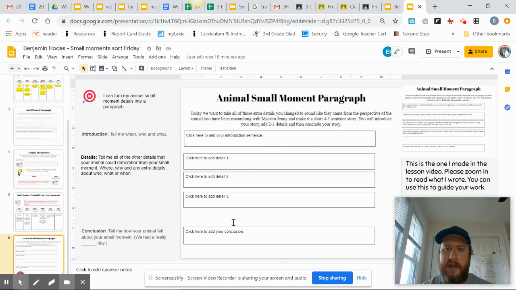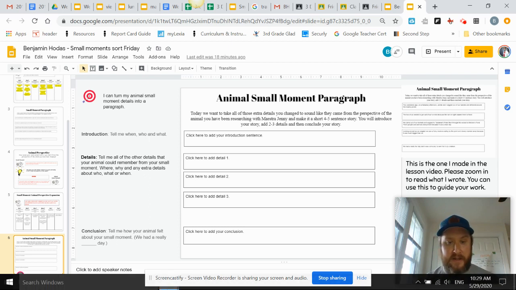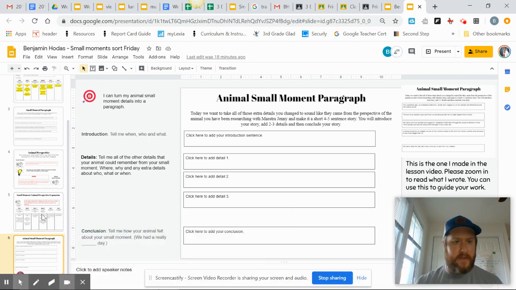So if we go down to the animal small moment paragraph, we can see our goal for today, and that is: I can turn my animal small moment details into a paragraph. All right? For most of us, this is going to be very similar to what we did when we did this from the human perspective. All right, so if we go back, let's look here.